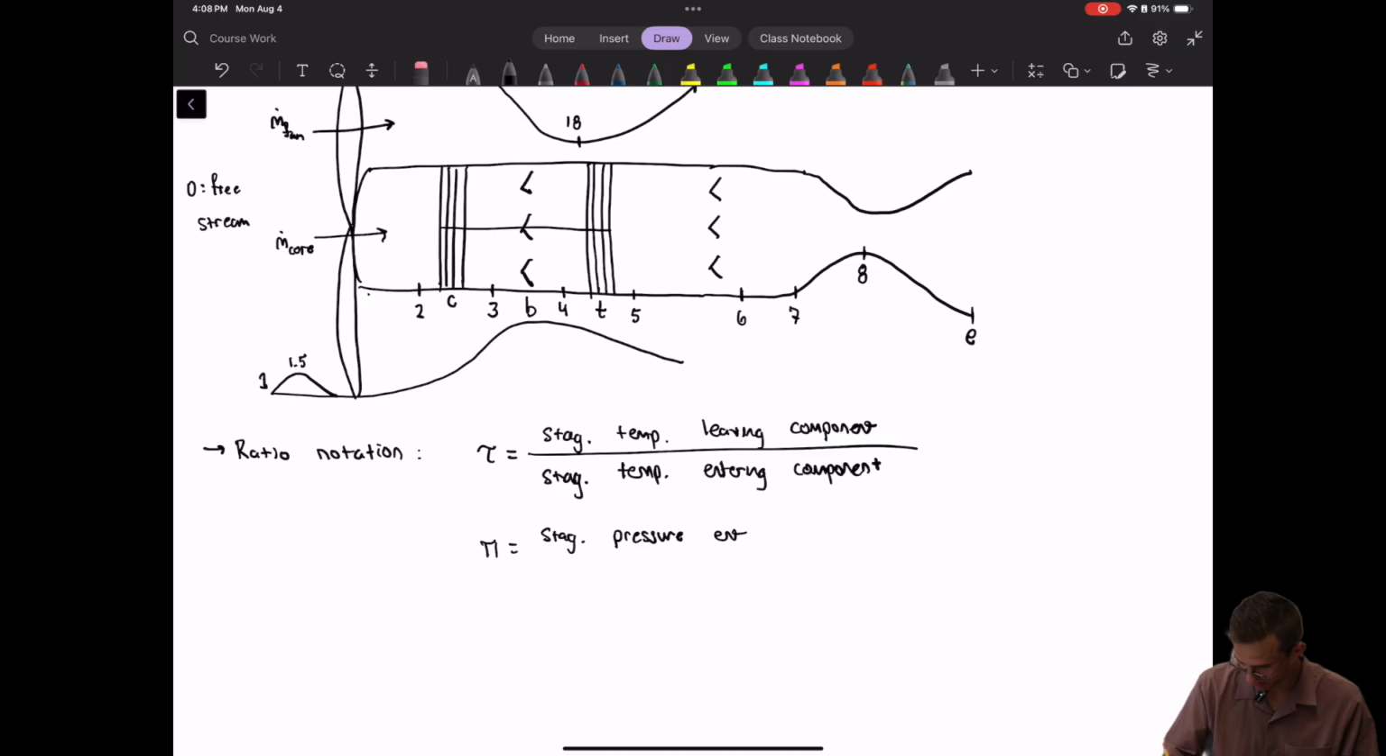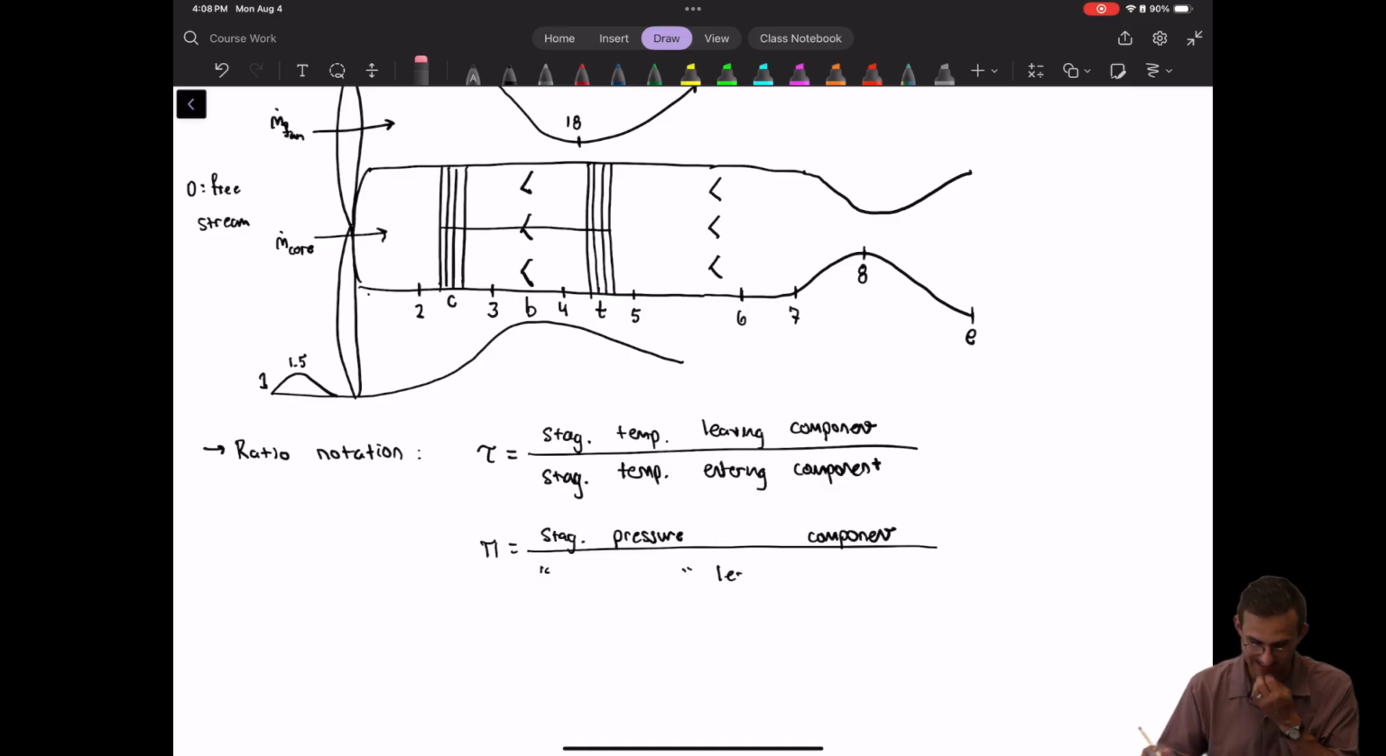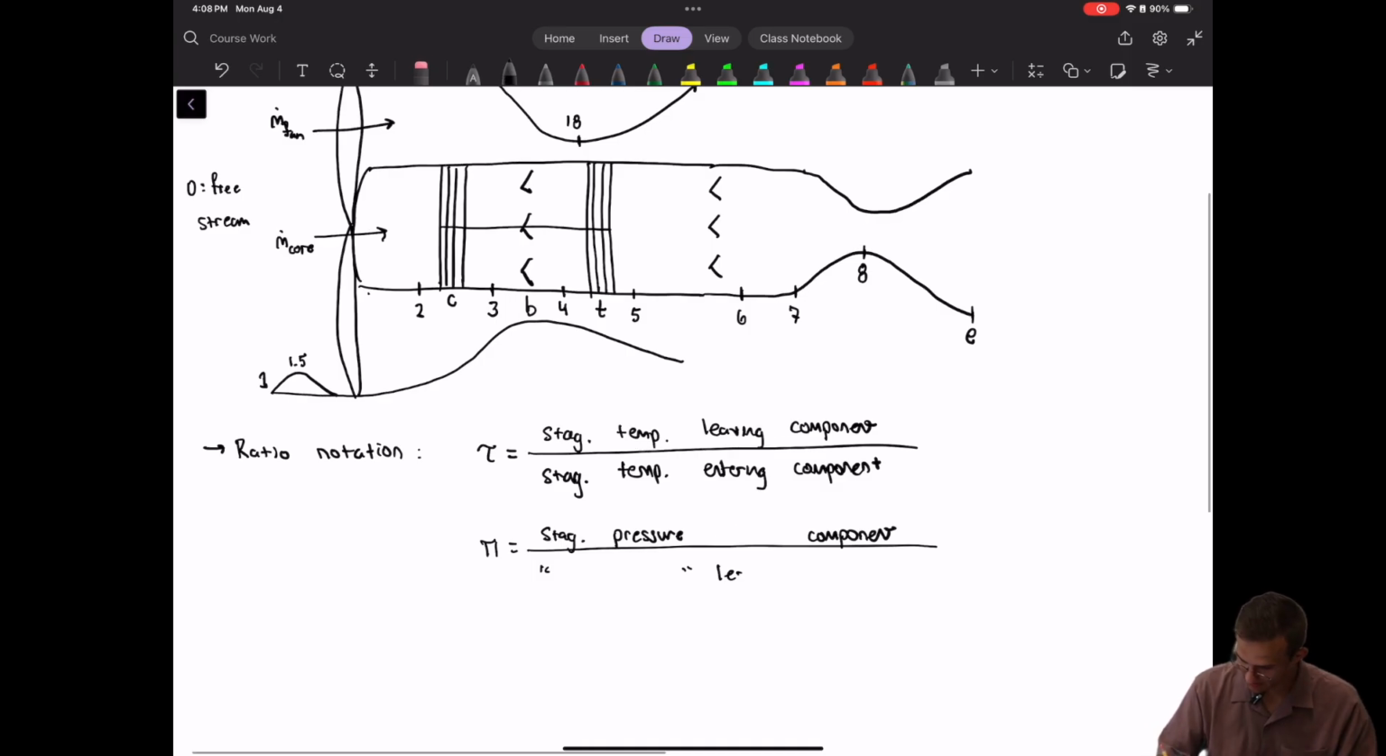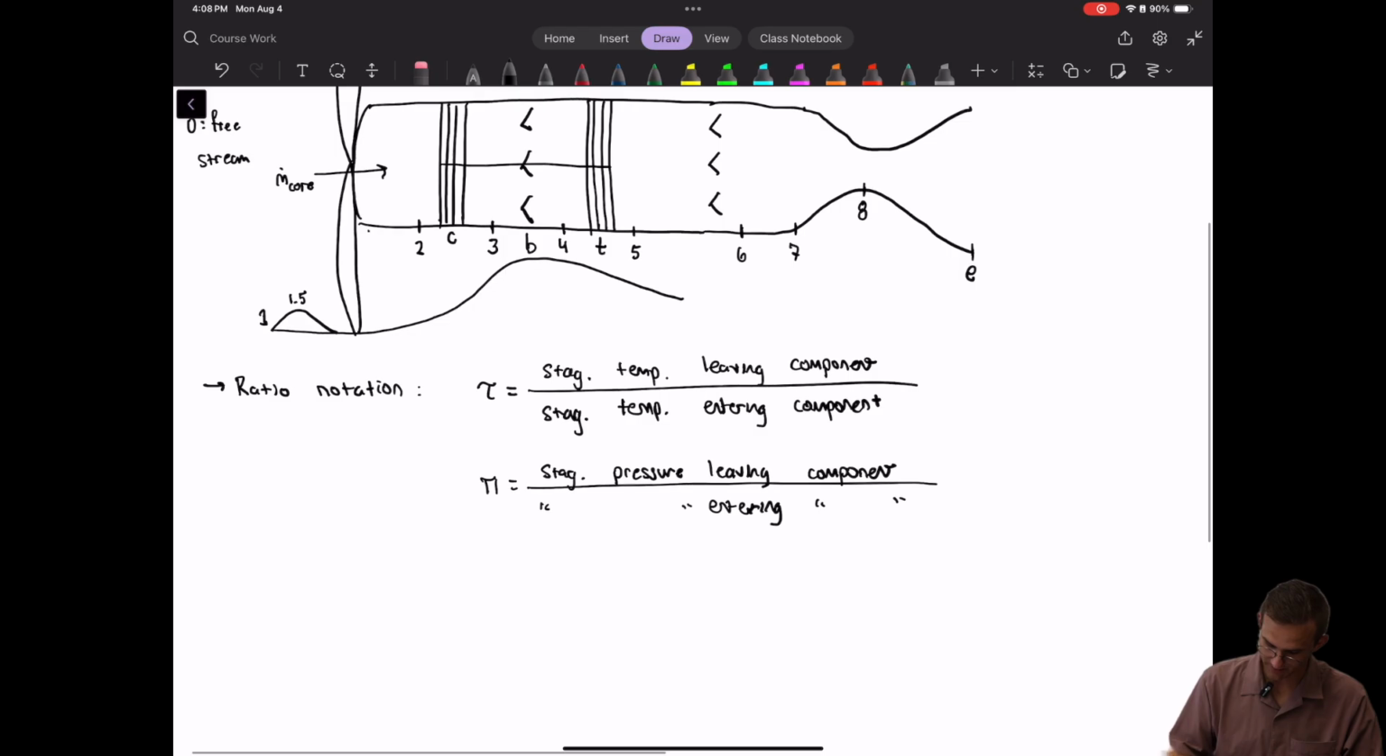So it's stagnation pressure entering the component divided by the same thing, but leaving. Oh, whoops, sorry. The numerator is leaving the component. The top, leaving, is always on the top, and then entering is on the bottom. Entering the component.